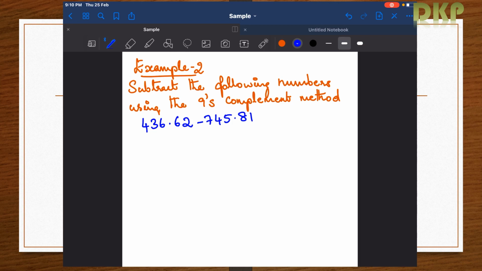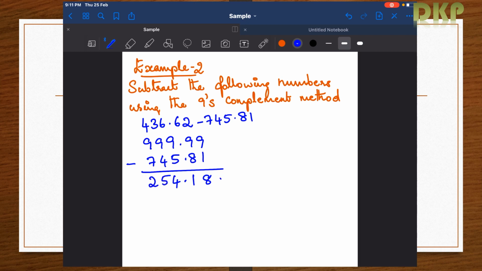Let's do another example. Subtract the following numbers using the 9's complement method. 436.62 minus 745.81. So here the first step is find the 9's complement of the subtrahend, that is 999.99 minus 745.81. This is 254.18. What is the next step?